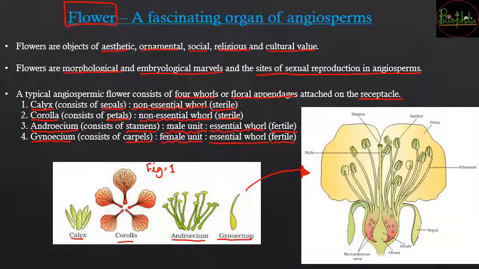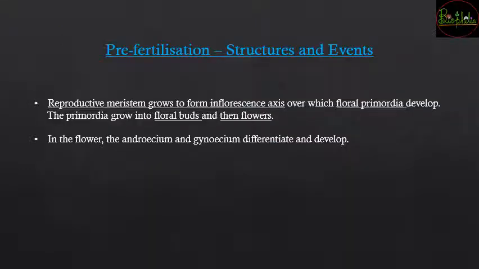Now let's understand, sexual reproduction has three major stages, right? How many stages does sexual reproduction have? Three stages. The first stage is called the pre-fertilization, right? Second stage होता है the fertilization, and the third stage is called the post-fertilization. So let's start understanding by the pre-fertilization. Pre-fertilization के अंदर के structures और events we have to study in detail.